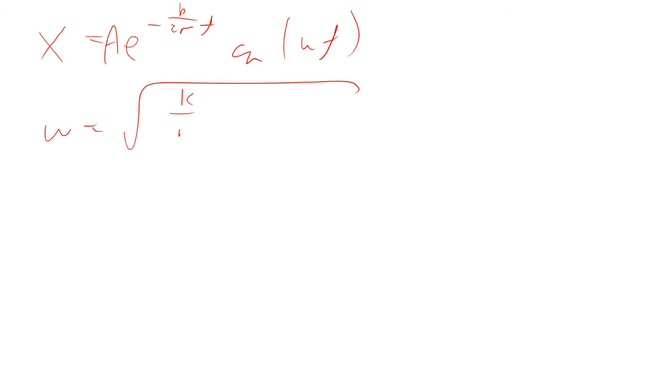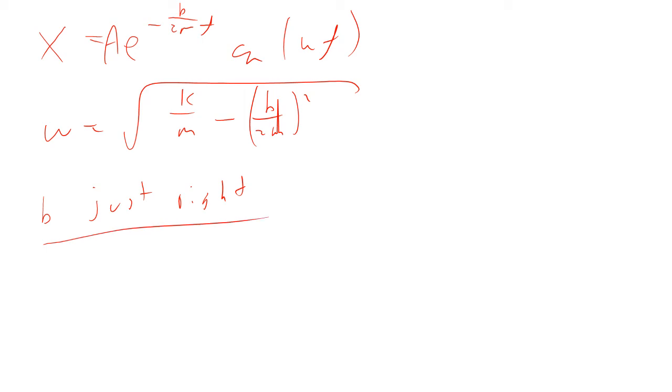Again, x equals a e to the minus b over 2m t cosine omega t, where omega is the square root of k over m minus b over 2m squared. Now, what if b is just right?